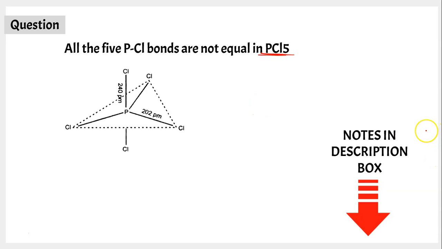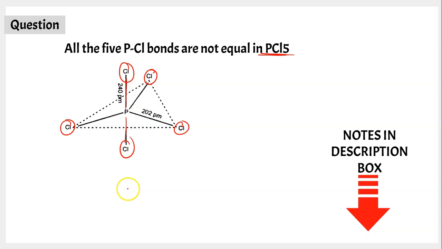Before we could go to the reason, let us quickly take a look at the structure of PCl5. It has got trigonal bipyramidal structure in which 3 chlorine atoms are arranged at a distance of 202 picometers and the remaining 2 chlorine atoms are arranged at a distance of 240 picometers. So these 2 chlorine atoms which are at a greater distance are considered to be axial bonds and the remaining 3 are considered to be equatorial bonds. And the difference in the bond lengths is due to the repulsion between the axial and equatorial positions.